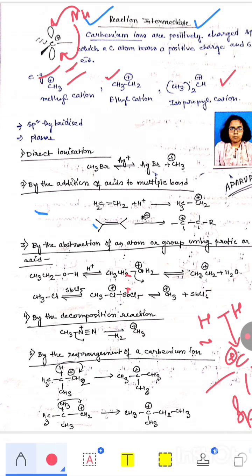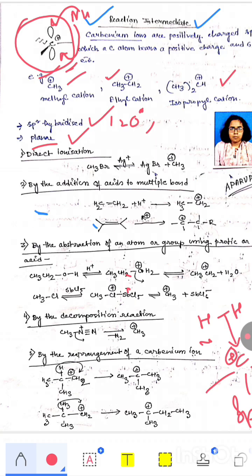So this type of carbocation should be mostly sp2 hybridized. That's why there is a 120 degree angle around the carbon atom, and it should be planar. Okay, that is planar.